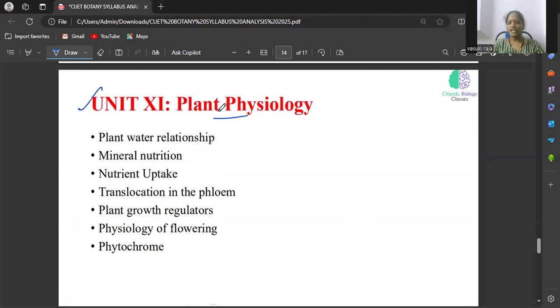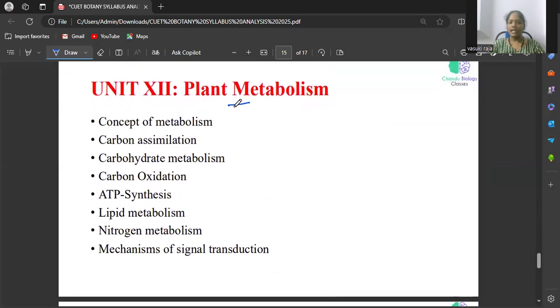And unit 11 is related to plant physiology. As I said before, plant water relationship, mineral nutrition, nutrient uptake, translocation in phloem, plant growth regulators, physiology of flowering, and phytochromes have to be covered under plant physiology. After that, in unit 12, plant metabolism: concept of metabolism, carbon assimilation, carbohydrate metabolism, carbon oxidation, ATP synthesis, lipid metabolism, nitrogen metabolism, and mechanism of signal transduction. These are all core botany areas, and definitely we can expect many questions from these units.